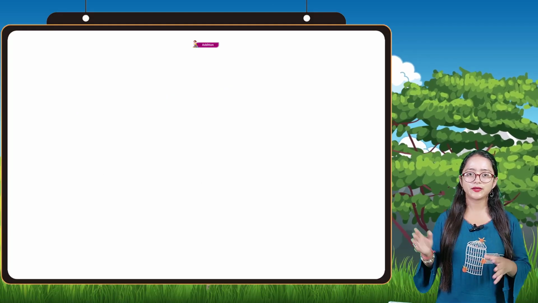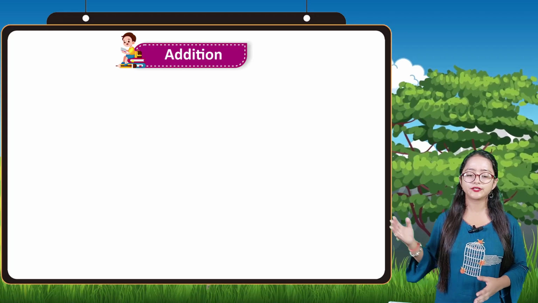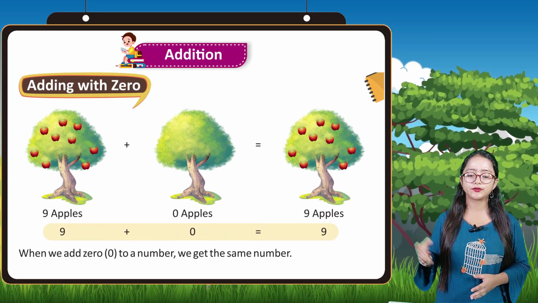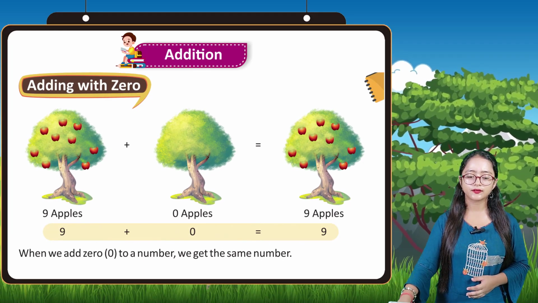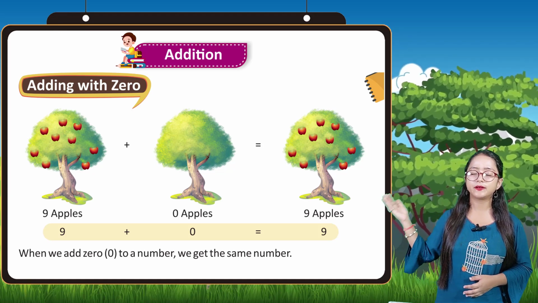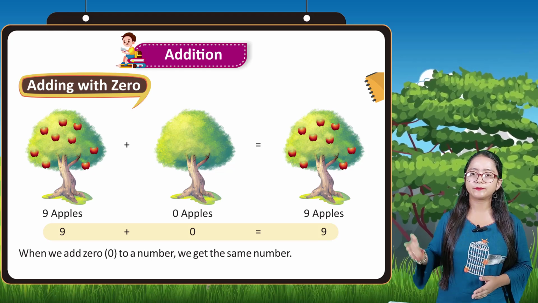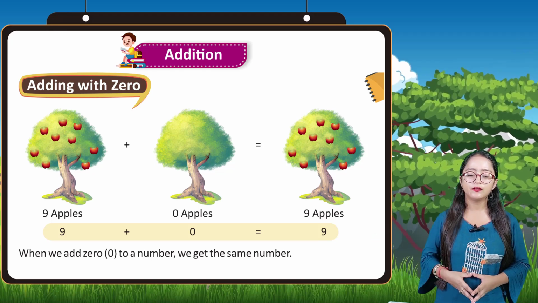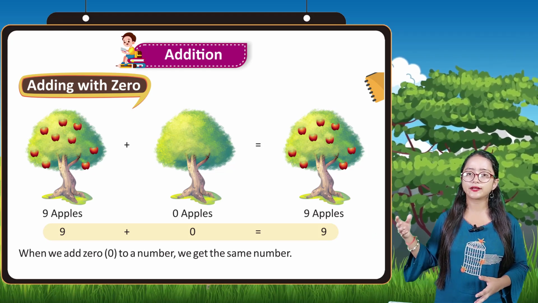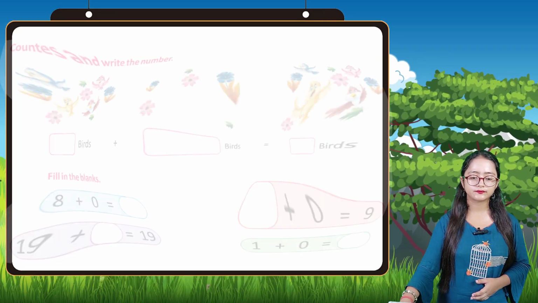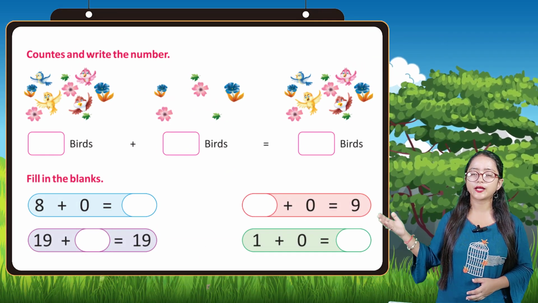Now turn the page and the next topic is addition. Adding with 0. 9 apples plus 0 apples equals 9 apples. 9 plus 0 is 9. When we add 0 to a number, we get the same number. Now here you have to count and write the number.